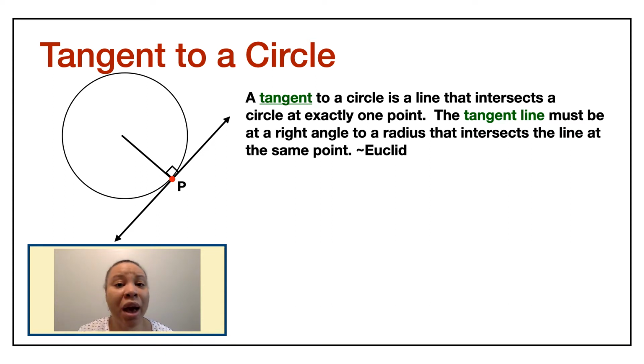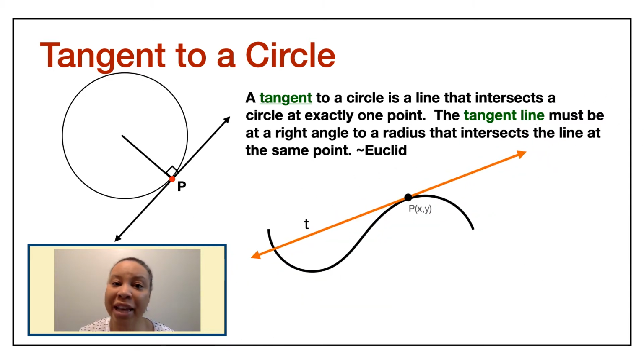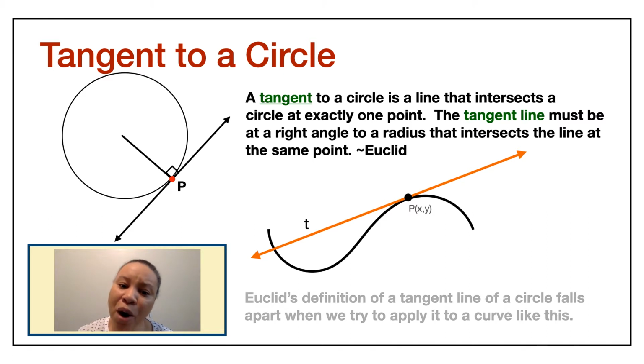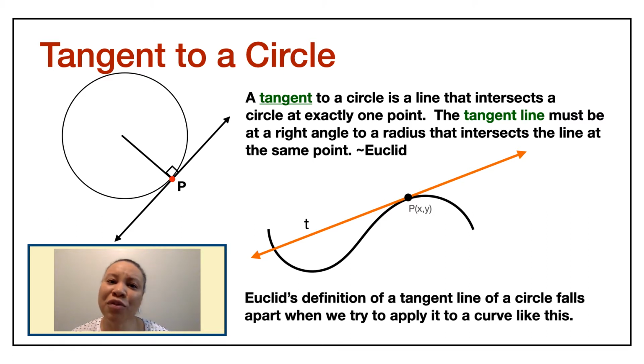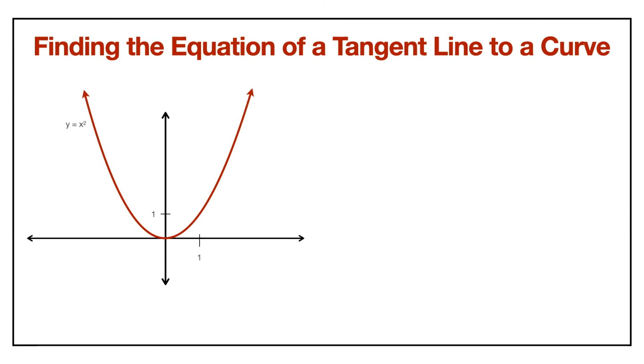However, when we apply this definition to other kinds of curves, like the one you see here, it falls apart. And we need to develop a definition that will work not only for the circle, but also for other kinds of curves. We will discover this definition through finding the equation of the tangent line t to the parabola y equals x squared. Let's focus on point P at (1, 1).